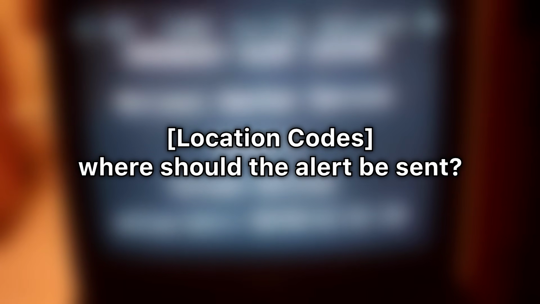Next on the header is the event code. This specifies what the alert actually is, and because this is the entire point of the video, I won't go into detail on what these are just yet, but this is where they go in the header. Just know, for now, that these are 3 letters long. Next is the location codes. These specify where the alert should be sent out to.